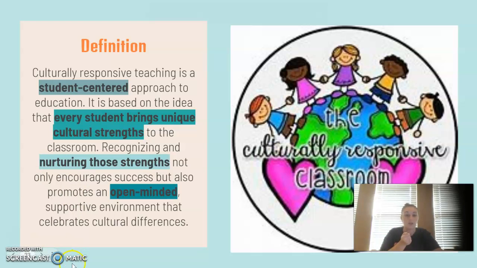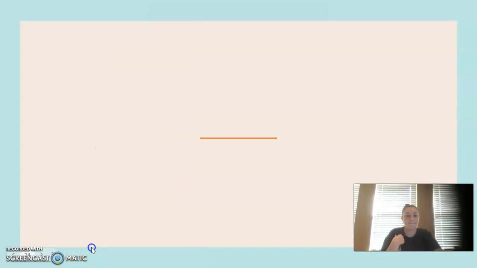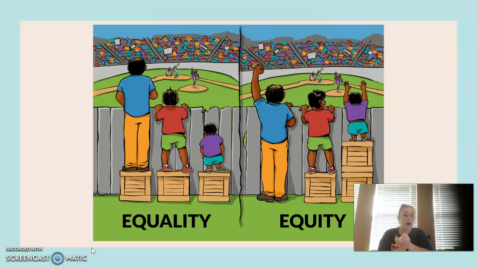So I'm going to give us three examples. This first picture is equality versus equity. You'll see that in the first picture, they're watching a baseball game and everybody has one box to stand on. It's all equal. Everybody has the exact same thing. People a lot of times say that everybody deserves the exact same playing field. Well, if everybody got the exact same box here, is everybody able to see and be successful? No. So equity means that everybody gets what they need to be successful.